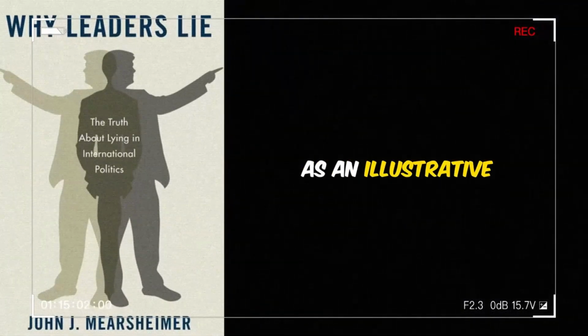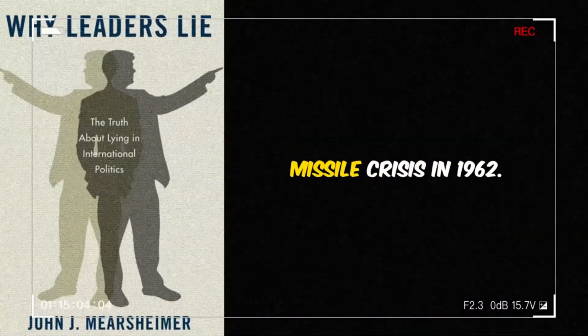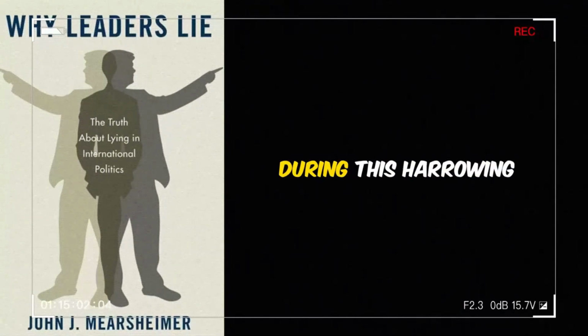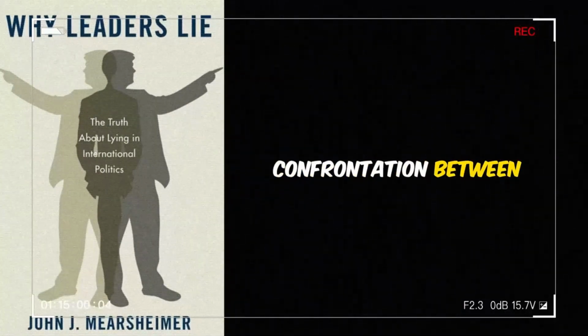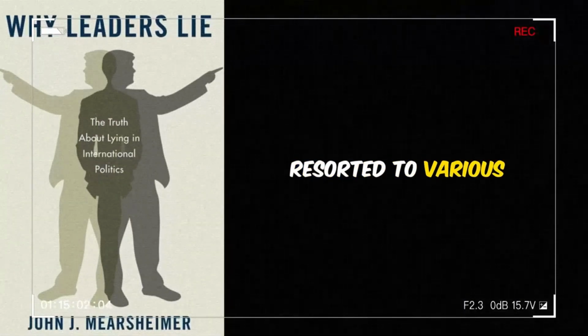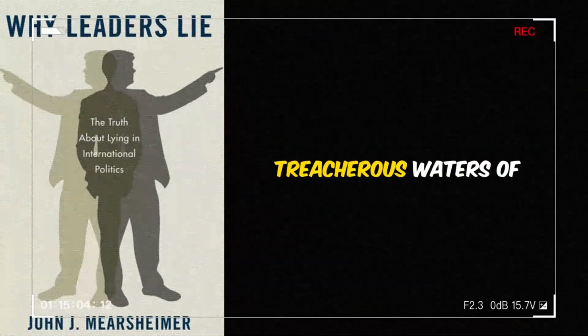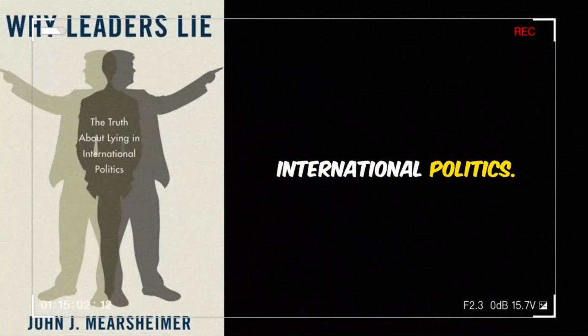As an illustrative example, consider the historical narrative of the Cuban Missile Crisis in 1962. During this harrowing confrontation between the United States and the Soviet Union, both superpowers resorted to various forms of deception to protect their interests and navigate the treacherous waters of international politics.